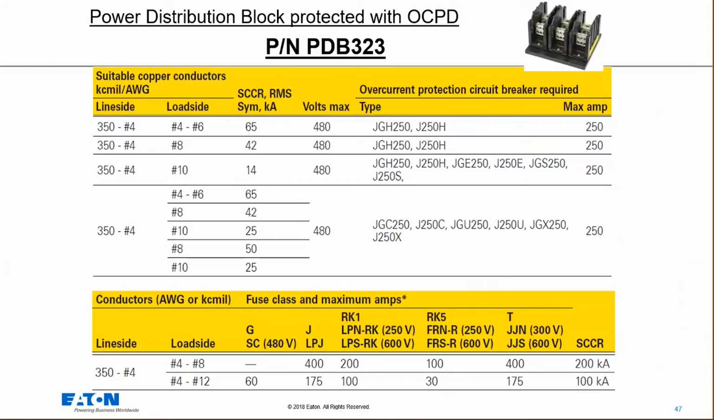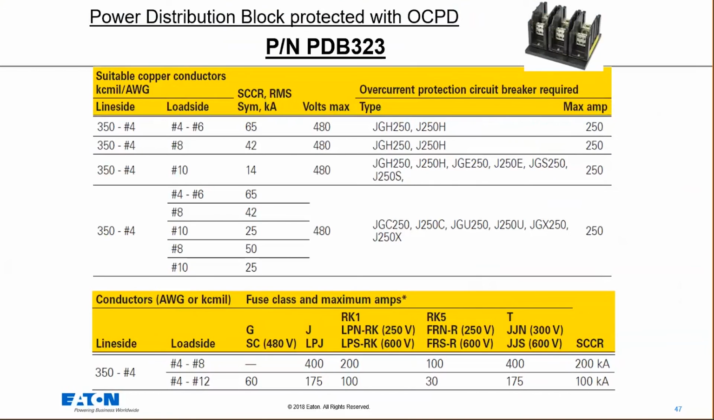If I want to look at a different particular breaker, so once again, you drop even below that, we can get different ratings with different breakers. And as you go to the bottom, now we look at fuse classes and max amp rating with fuses. Same deal. We have a 350 to number 4 on the line side, but on the load side, what do we have? If we got number 4 to number 8s, we can still get a pretty high rating out of this. So if I want to go down into a number 8 with a breaker, the best I'm going to do is 42,000 amps, right?